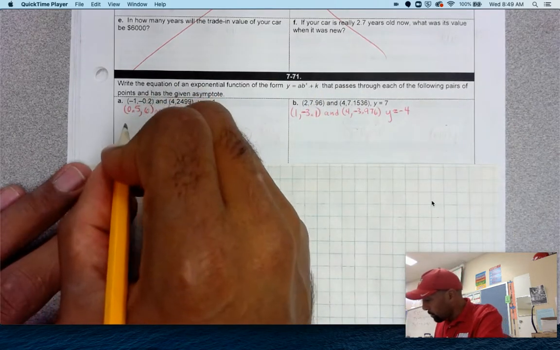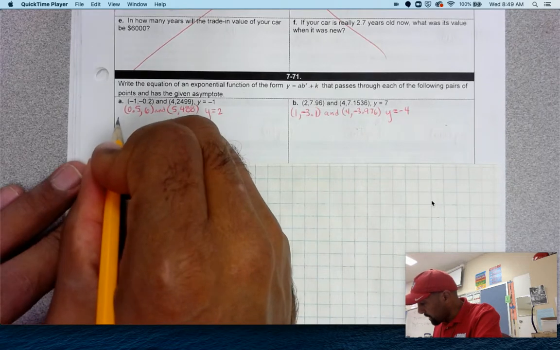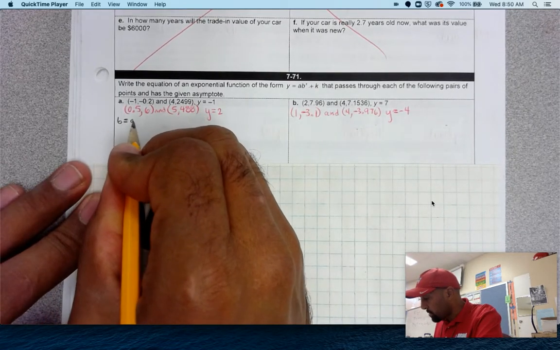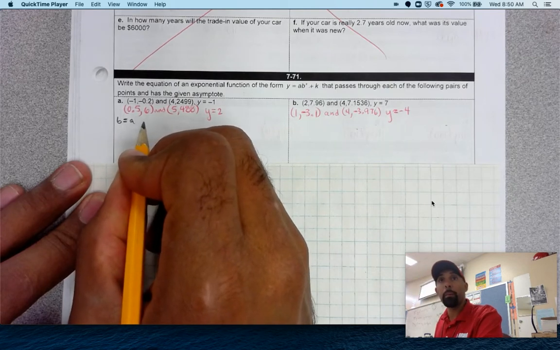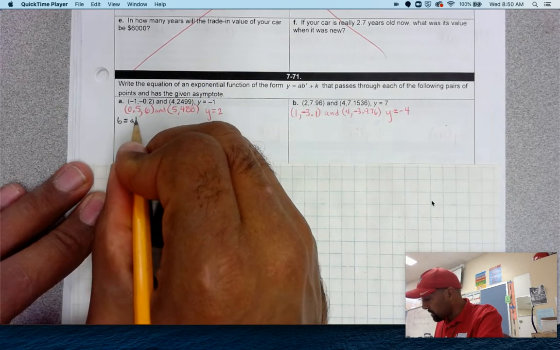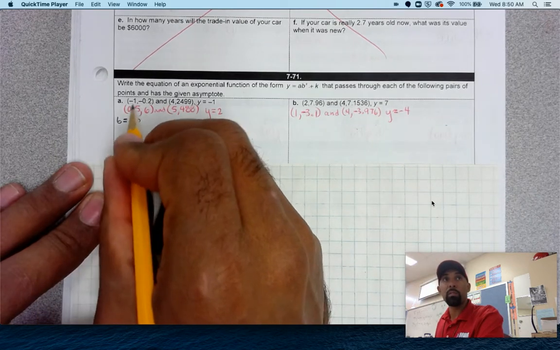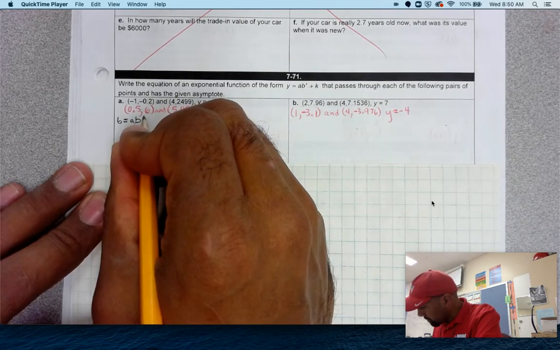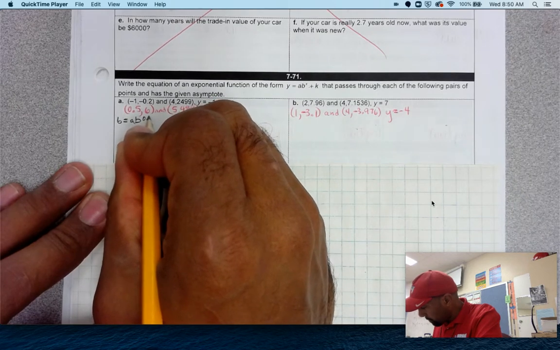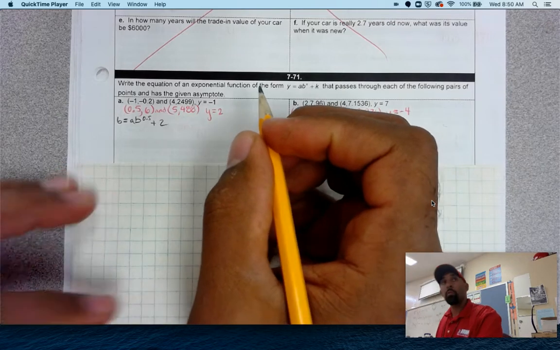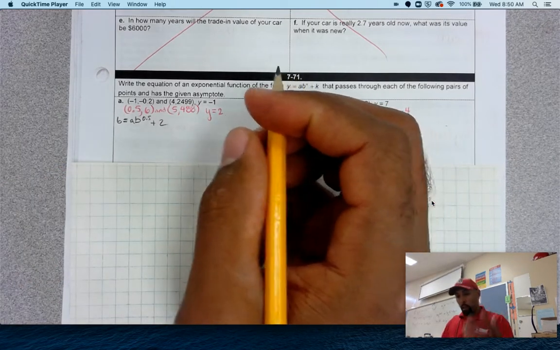So first we're going to plug in the y, which is 6, equal to a. Remember, what we're trying to do, guys, is figure out what a and b are by creating these equations. So we don't know a and b. All right, b raised to the power of x, which is 0.5, and then plus our k, which is 2. So what we want to do first is solve for a.